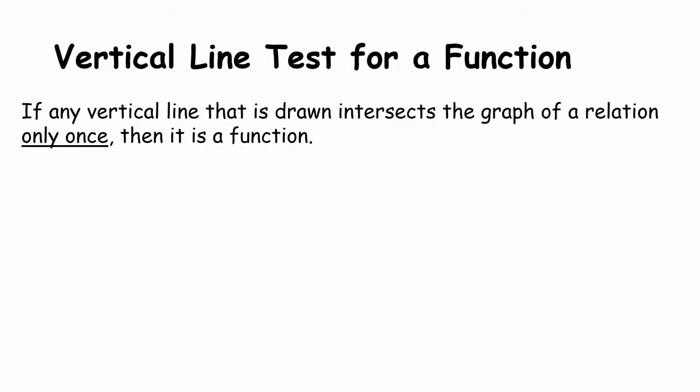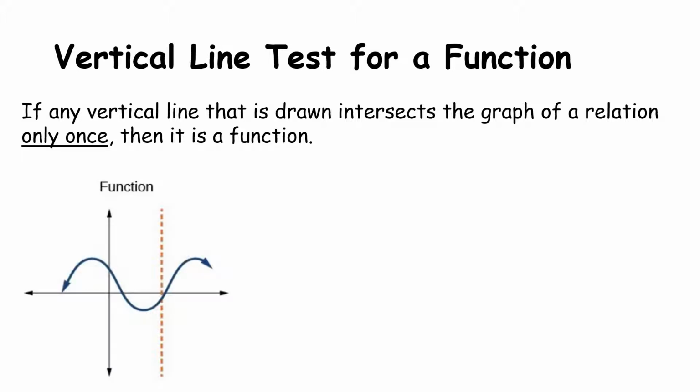Now let's talk about if the function or relation is not given to us in a mapping diagram. What if we're given instead the picture or the graph? We have what's called a vertical line test for a function: if any vertical line that is drawn intersects the graph of a relation only once, then it is a function. If this is not true, so if it intersects it more than once, then we have a problem and it is not a function. So let's take this example here.